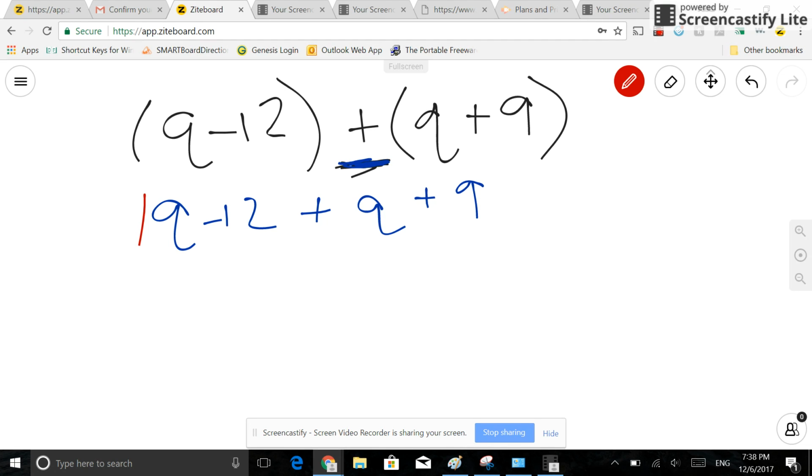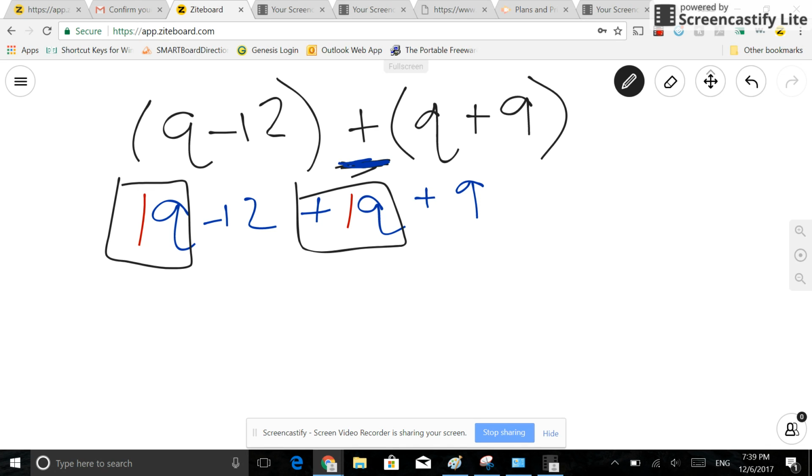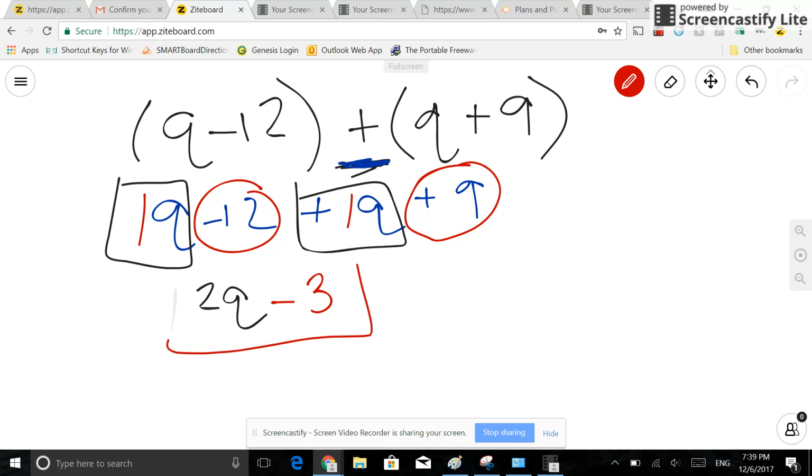So I'm going to make this a 1q, this a 1q, because your q's aren't just alone, right? They always have an invisible 1 in front of them. And now we can add 1q plus 1q gets you 2q's. Okay, and then this negative 12 plus 9 gets you this minus 3, or negative 3. So your final expression is 2q minus 3.